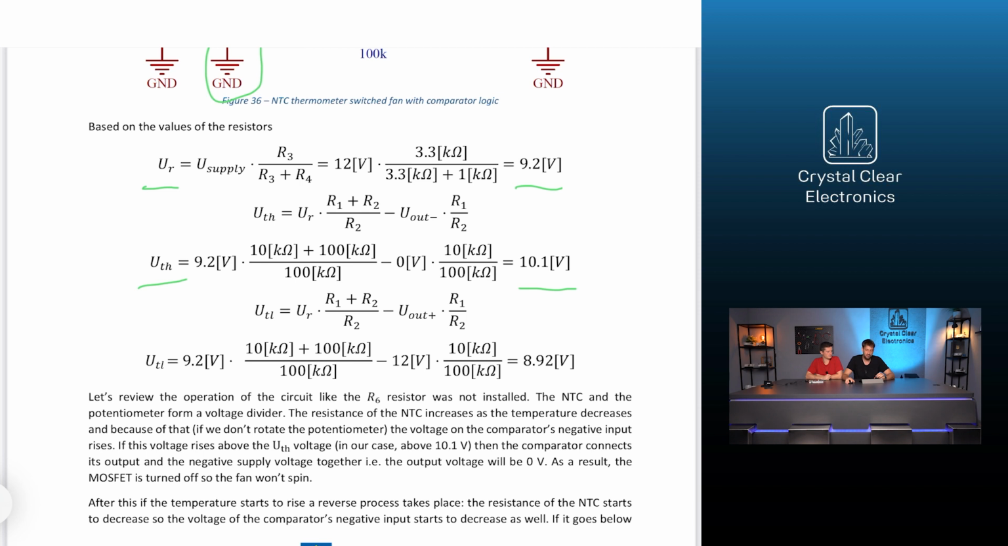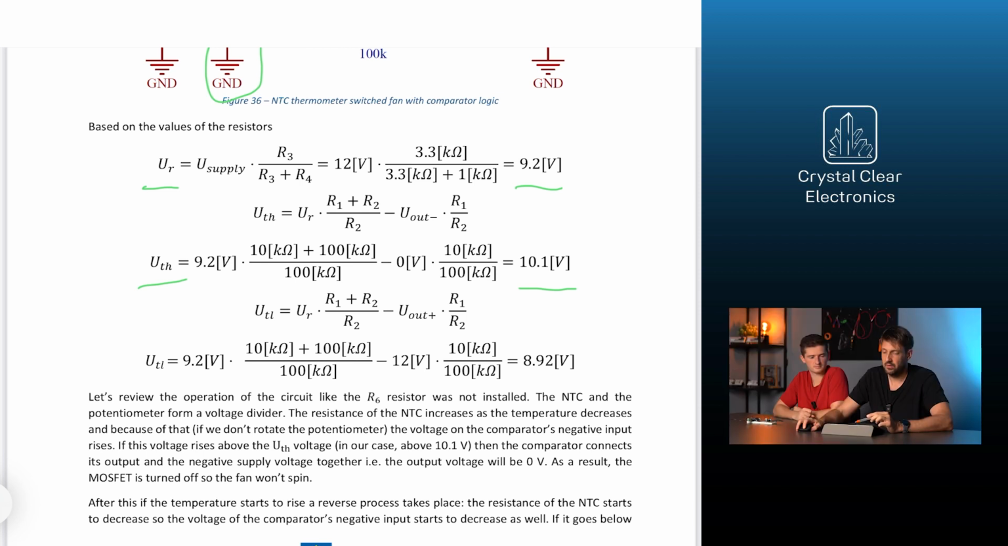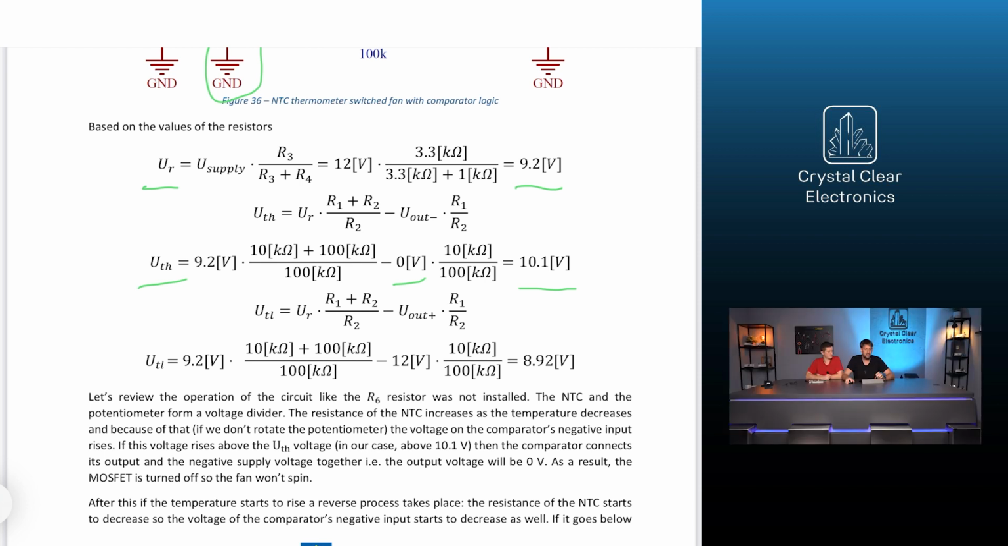To determine the high comparing threshold, substitute the value of the reference voltage that we just calculated and the low output voltage, which is currently 0 volts, into the previous formula. The result is 10.1 volts. To get the low comparing value, substitute the high output voltage, which is 12 volts, into the same formula. It gives the value of 8.92 volts.